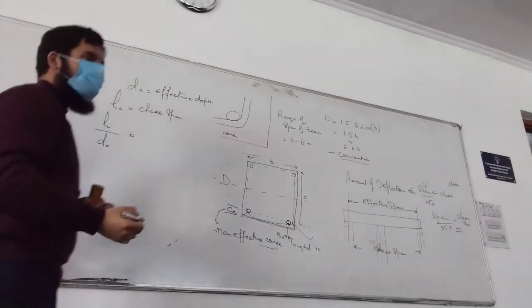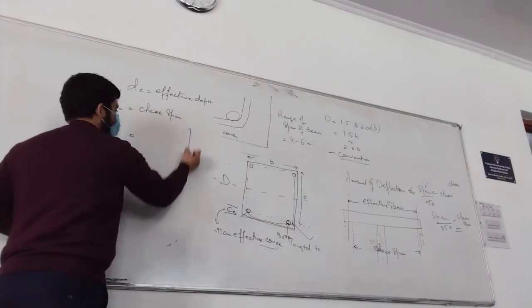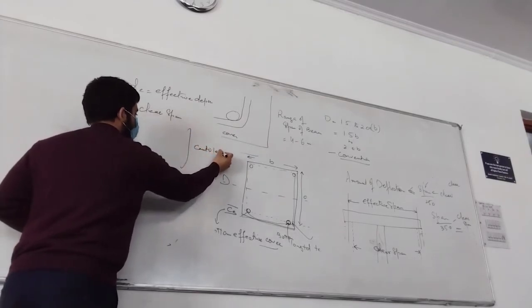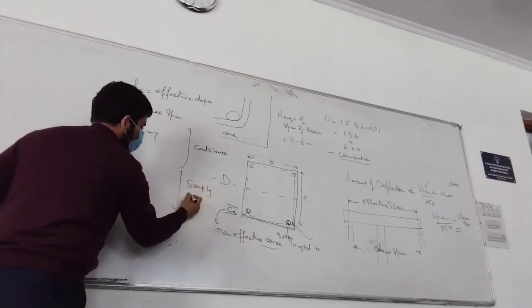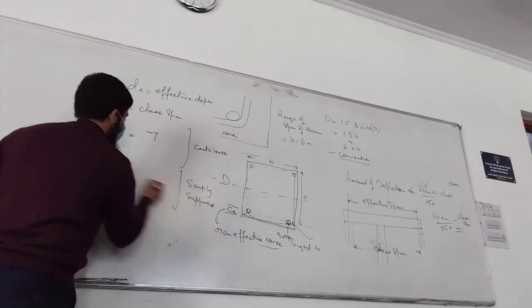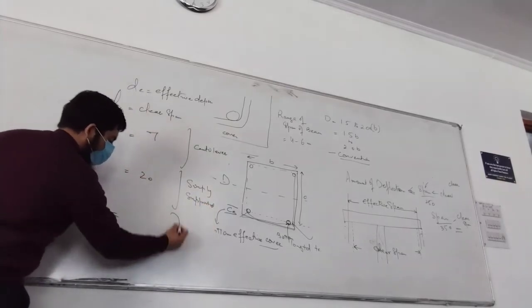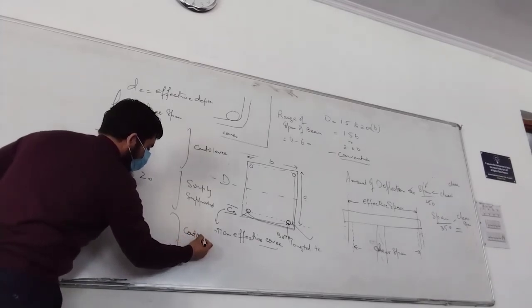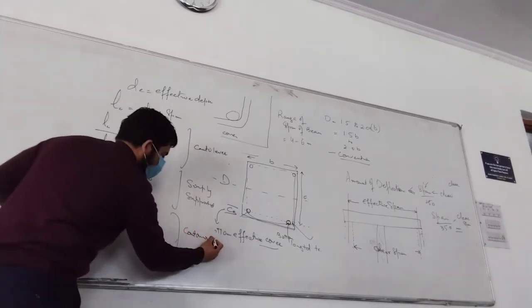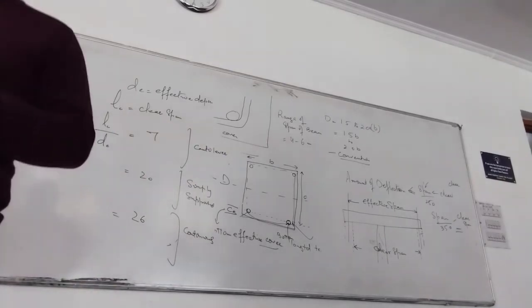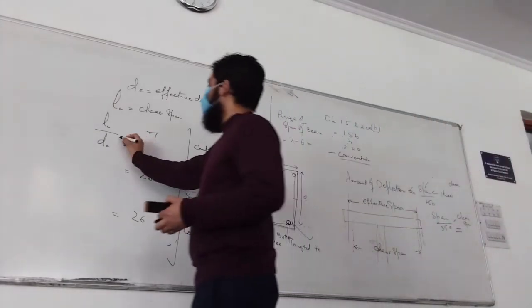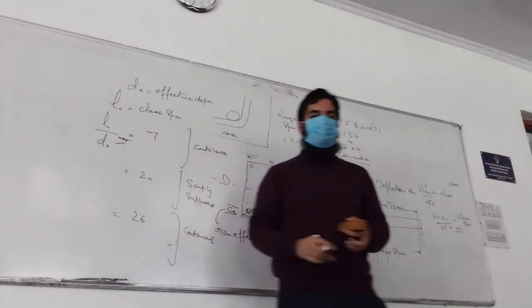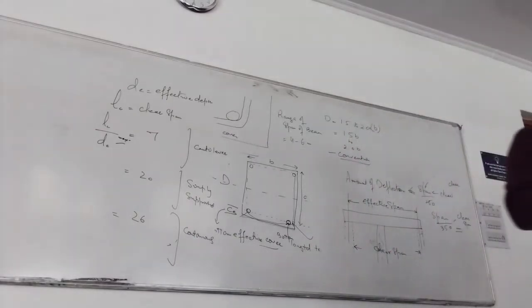Now what is this given? For cantilever, इसमें आप for cantilever क्या लिखा है? 7. For semi supported, for continuous is the third one? 26. So what are these? These are the limits. Limit means maximum. So maximum is this. This is maximum that we are providing. What's the maximum here?